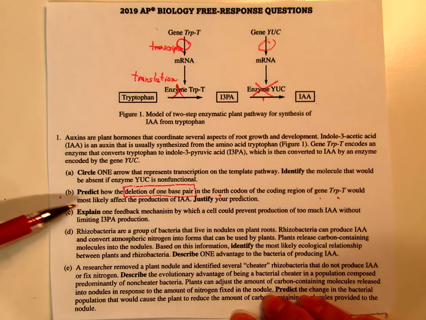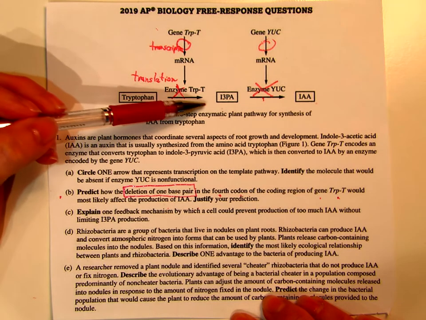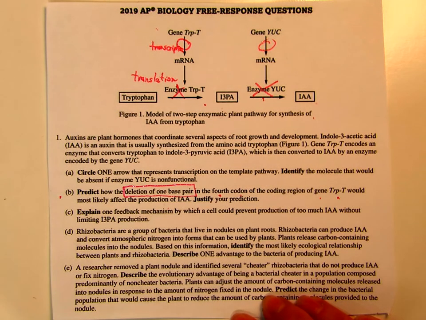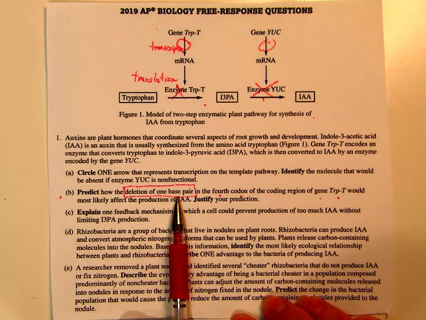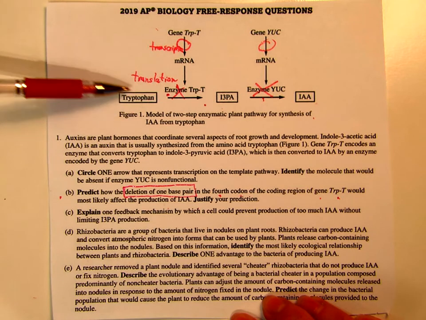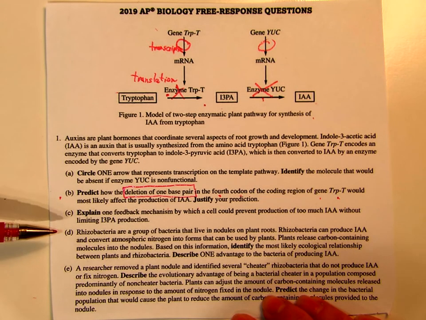So that would be your prediction. Your prediction would be that you wouldn't be able to make I3PA or IAA. And how would you justify your prediction? You would say the deletion of that one base pair is a frame shift. That would probably make this enzyme non-functional, so you wouldn't get past tryptophan. Hope that makes sense.